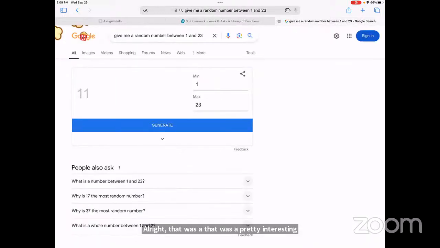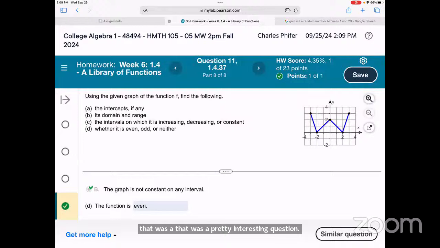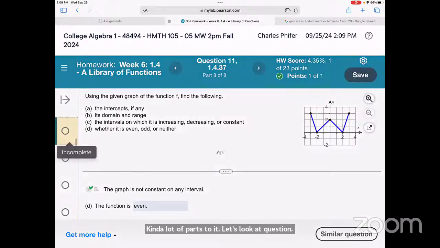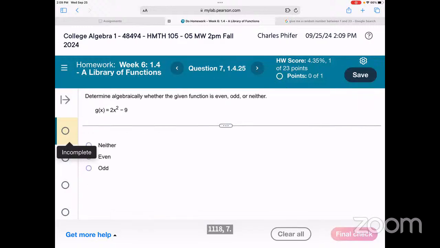Let's look at question 7. 11, 10, 9, 8, 7. Why was 10 afraid of 7? Because 7, 8, 9.